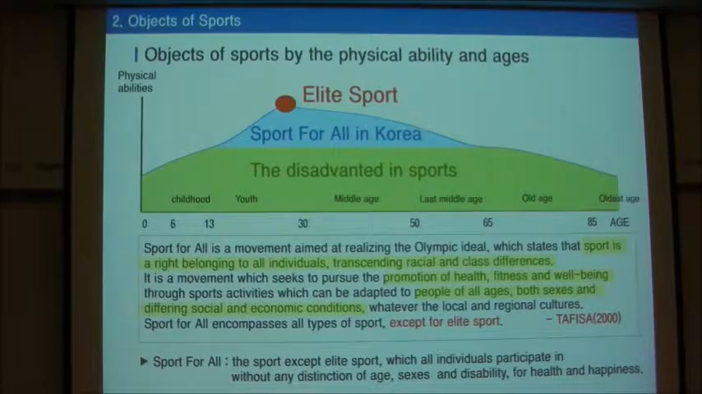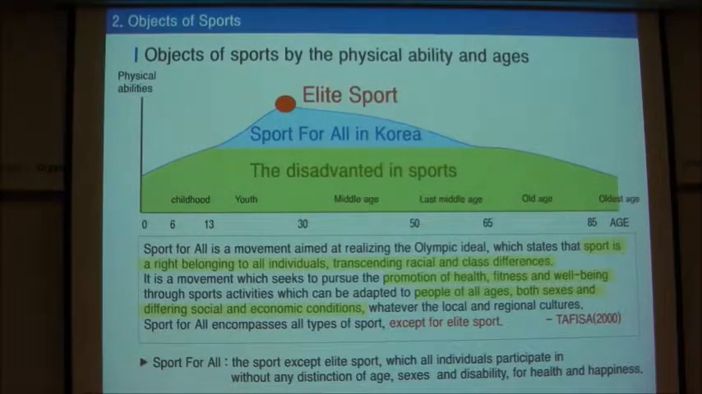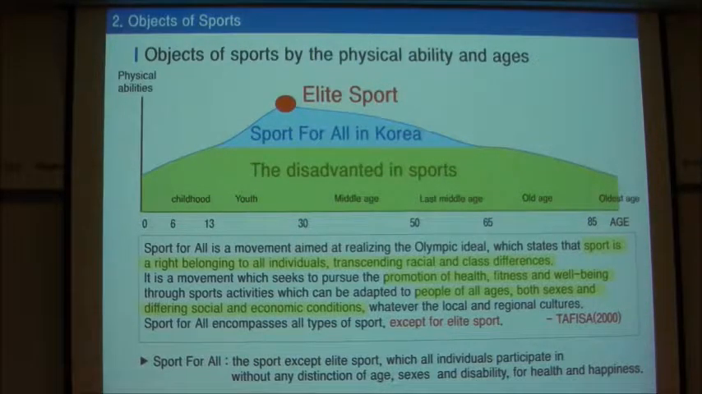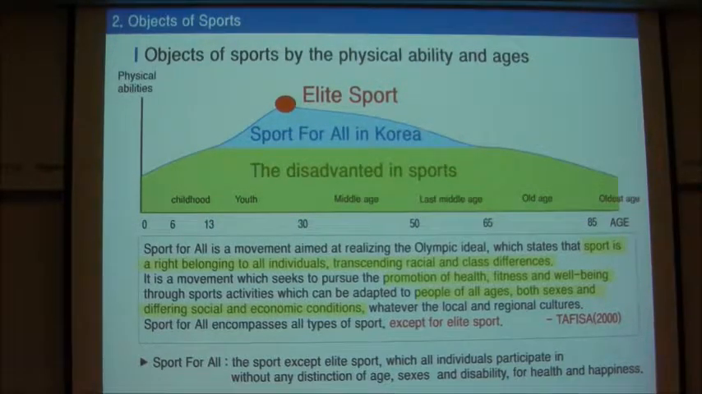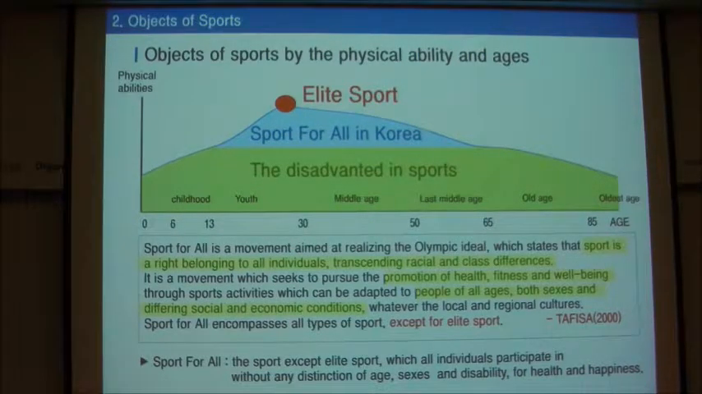Look at the graph. The real meaning of sport for all should include both the green and blue areas. However, sport for all in Korea includes only the blue area, not everyone. Additionally, elite sport is the red area. It's only for some young and healthy people.